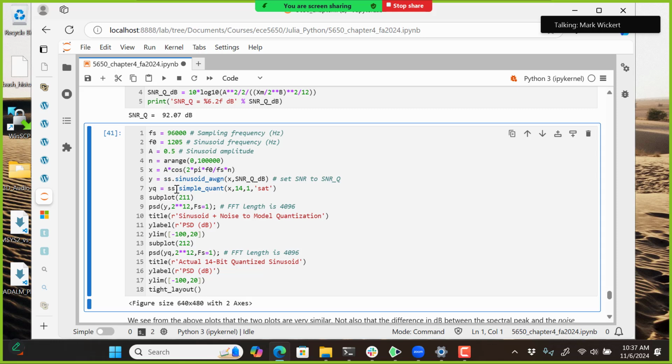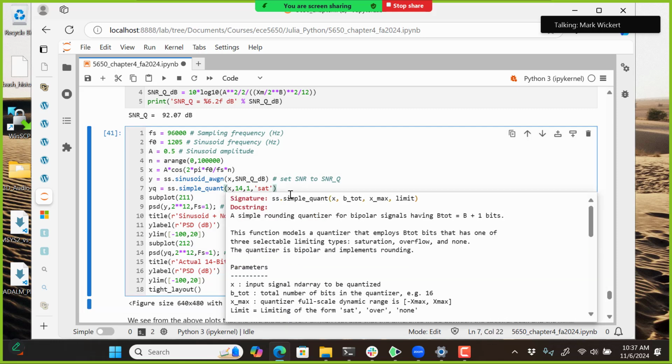B total is the second argument, then X max, and then what type of limiting you want to do, whether you want it to be saturation, overflow, or none. Generally, I will take saturation, but overflow is useful because it models the two's complement overflow characteristic, where a positive number overflows to a negative number and so on.